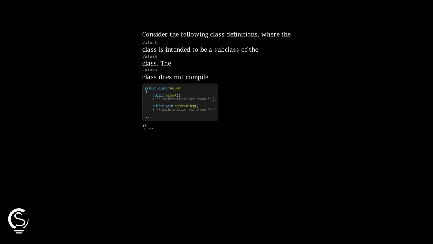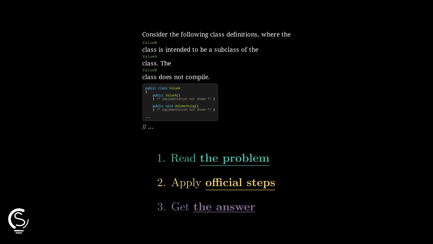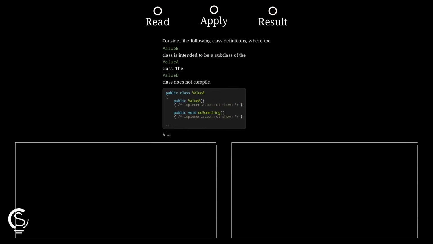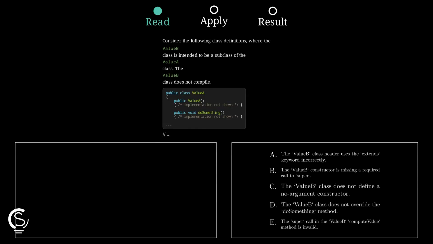Java inheritance can be tricky, but we will solve this compilation error fast. Let's break down the code and find the mistake right now. The value B class fails to compile because of how it attempts to call a superclass method. Look closely at the compute method where the keyword super is being used incorrectly.